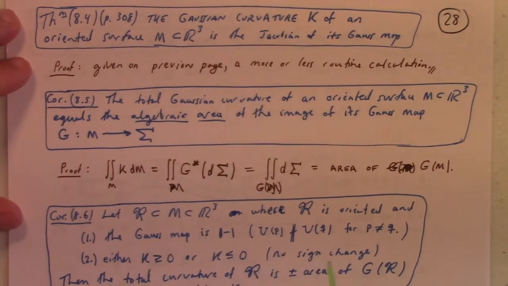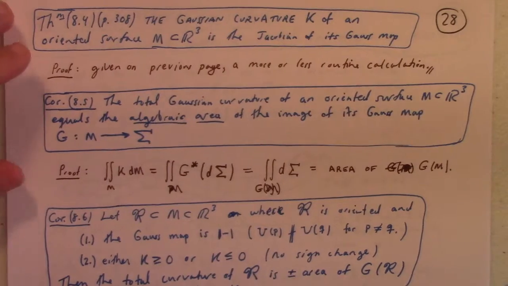So another corollary here: if you have R a subset of the surface M, where R is oriented, if the Gauss map is one-to-one, and K is either positive or negative, anyway there's no sign change, then the total curvature of the region is just plus or minus the area of the Gauss map image of that region, where the sign matches K.